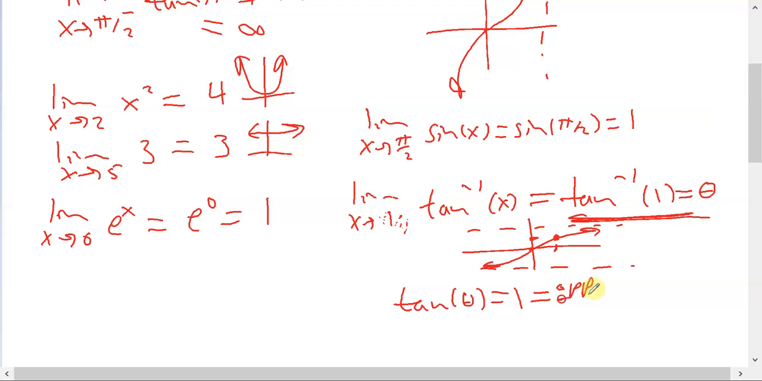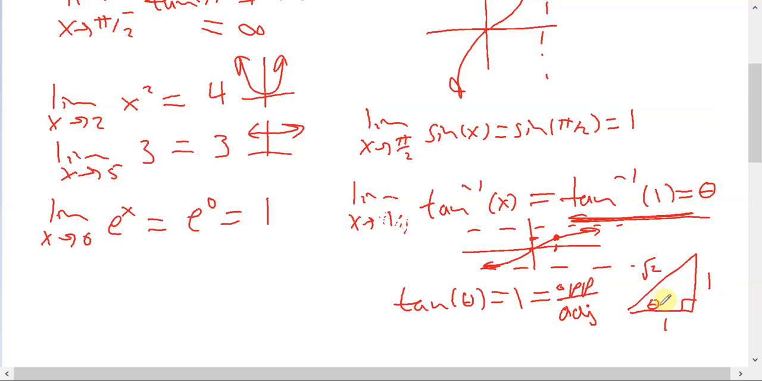This in a triangle is defined to be the opposite over adjacent in a right triangle. So if I have my angle theta here in this right triangle, the opposite and the adjacent together need to give me 1. So I'll just put 1 and 1 there. And then if I use Pythagorean theorem, this is square root of 2. And I recognize this as a 45, 45, 90 triangle.